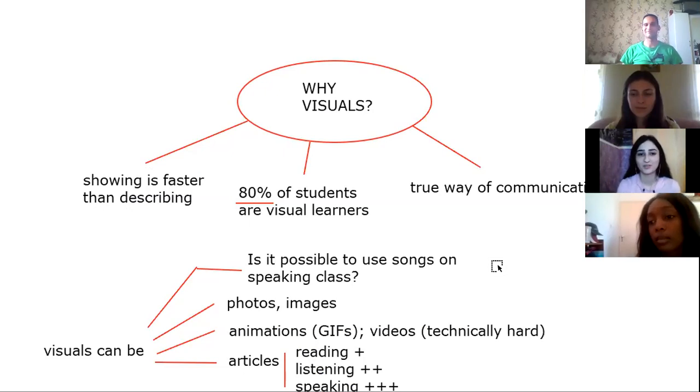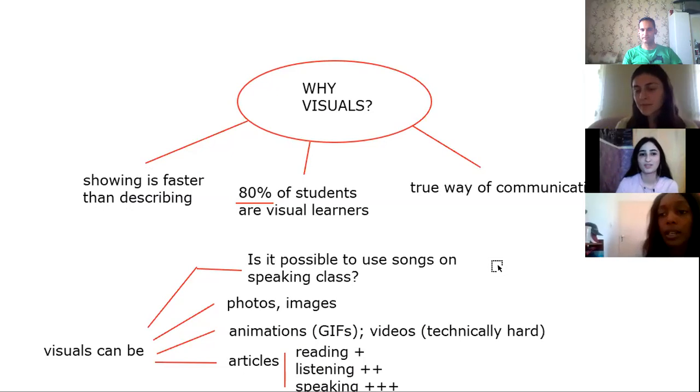Actually, I have never used songs in speaking class, but I guess it can be used. Especially, there are lots of interesting exercises on the internet, like there is a song, and you have to fill the gaps when you hear the song. I think it's really interesting to improve your listening while listening to the song and doing the exercises and filling the gaps. But I have never used a song. I don't know, maybe it can be interesting if we used it.